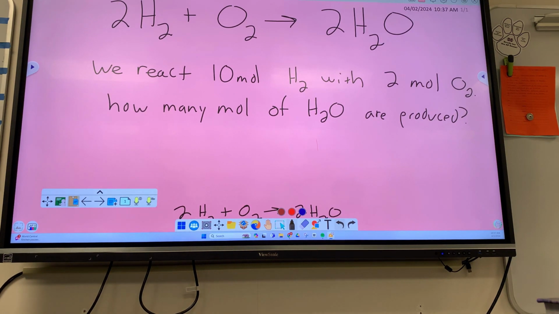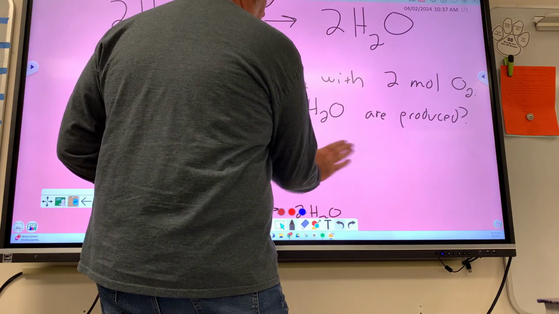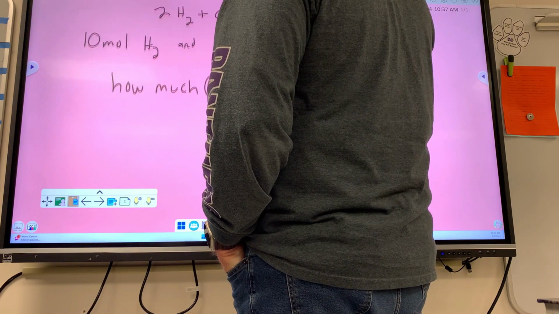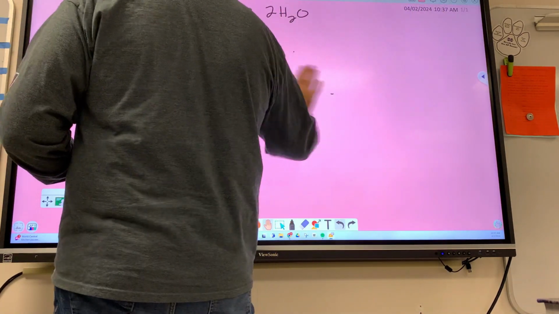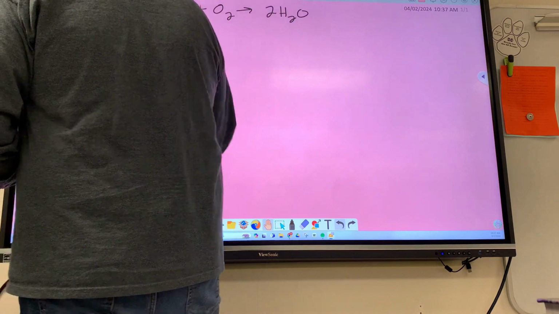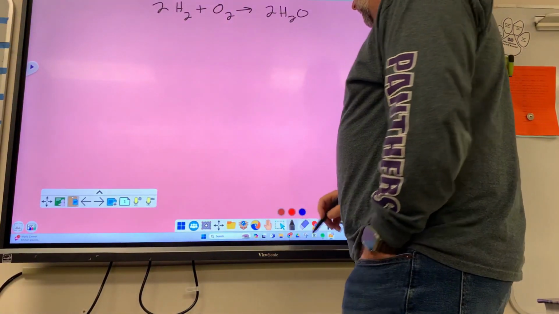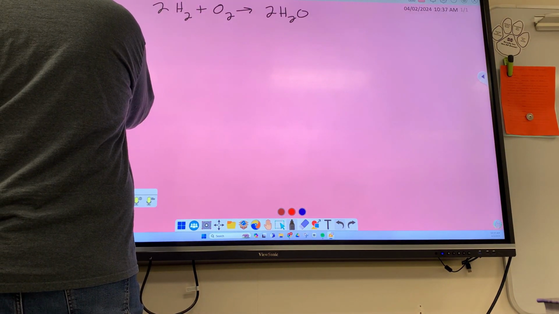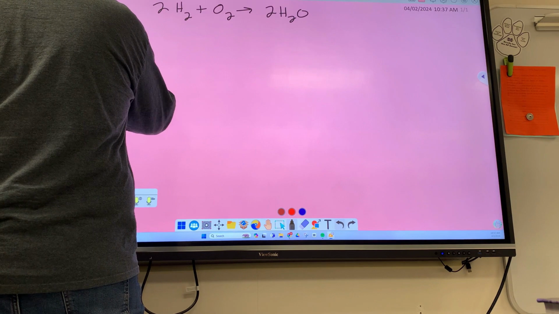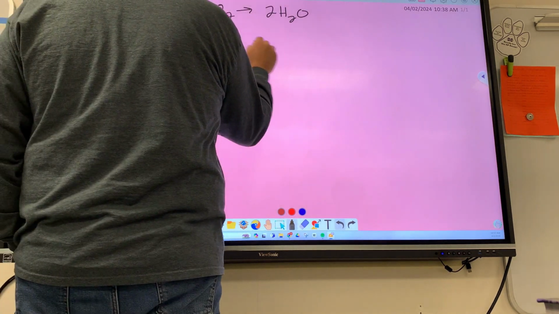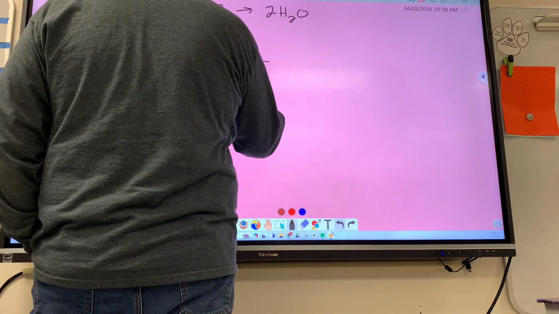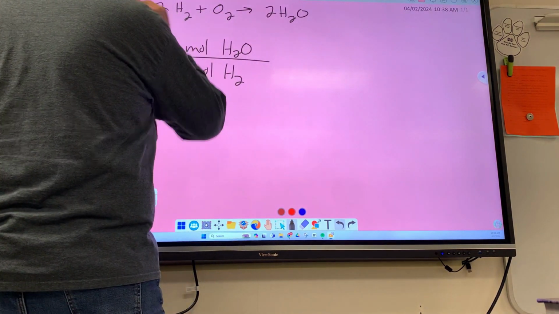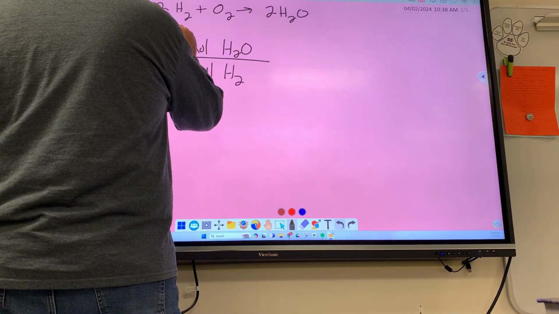All right, so you guys all have this written down, right? Yeah. So let's actually solve this out. I've rewritten our balanced chemical equation. Let's do some T-charts. So how much H2 did I start with? 10 moles H2, mole H2, mole H2O, mole ratio 2 to 2.